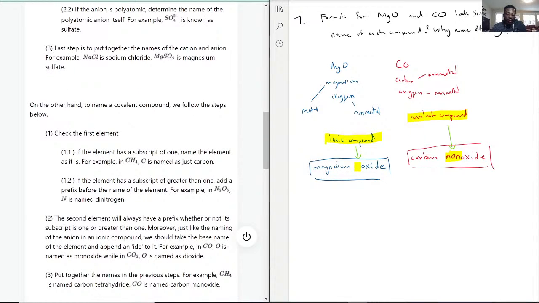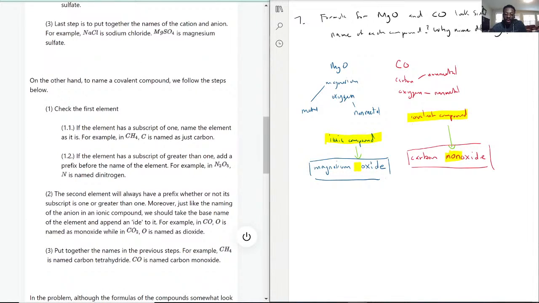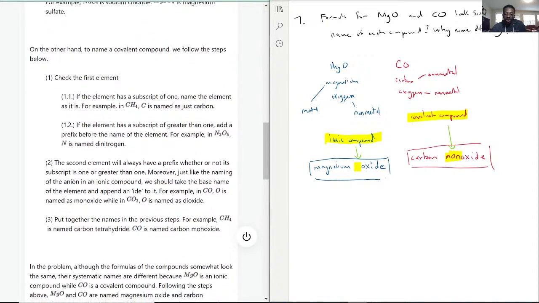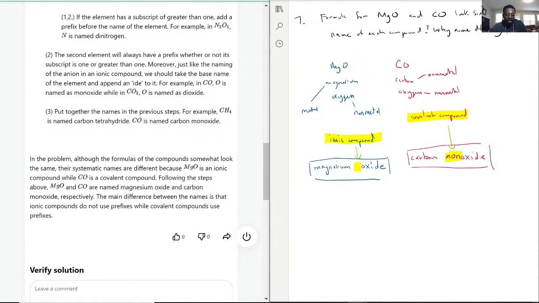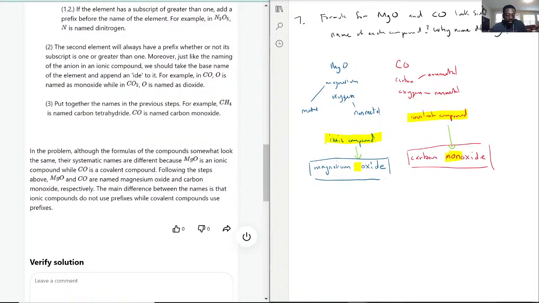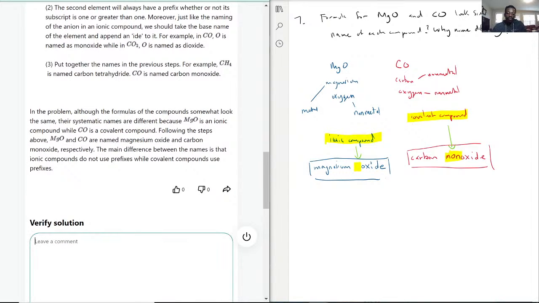And then this goes into the details of how to name covalent compounds, which is what we have for carbon monoxide, since it's just two non-metals together. So with that being said, they say magnesium oxide is ionic, carbon monoxide is covalent. So we name them magnesium oxide and carbon monoxide respectively. So yeah, this is correct.